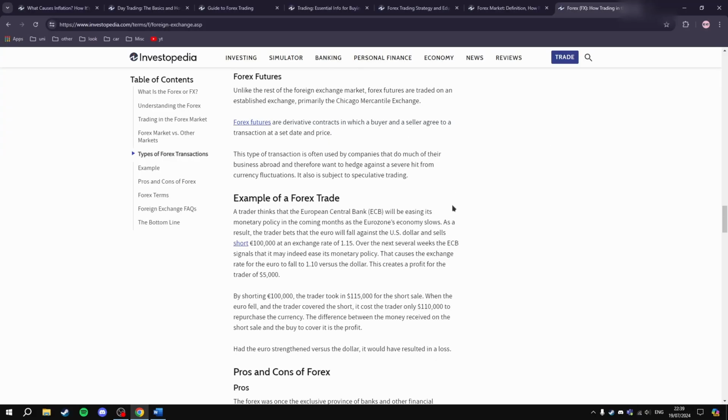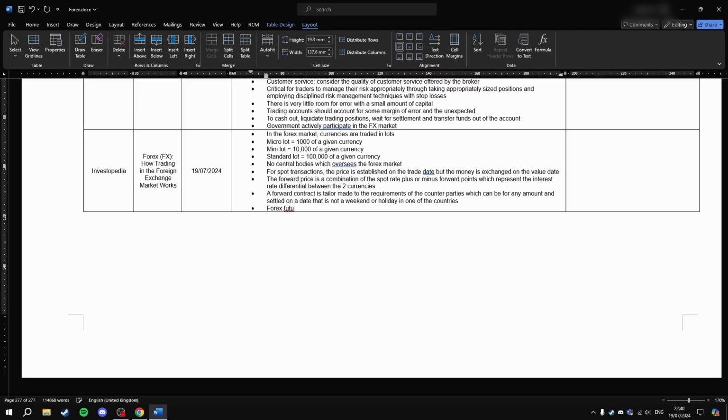Forex futures. Unlike the rest of the foreign exchange market, Forex futures are traded on an established exchange, primarily the Chicago Mercantile Exchange. Forex futures are derivative product contracts in which a buyer and a seller agree to a transaction at a set date and price.